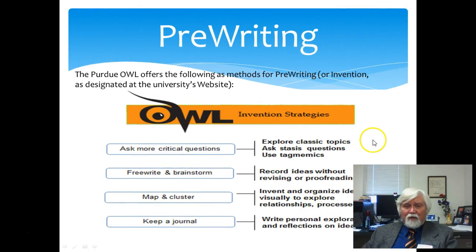From the Purdue OWL, and you can go to that, just go to Google and type in Purdue OWL, which means Online Writing Lab. They have all sorts of information and details, and this is just one of their handouts where they show points that you want to do as you are pre-writing.